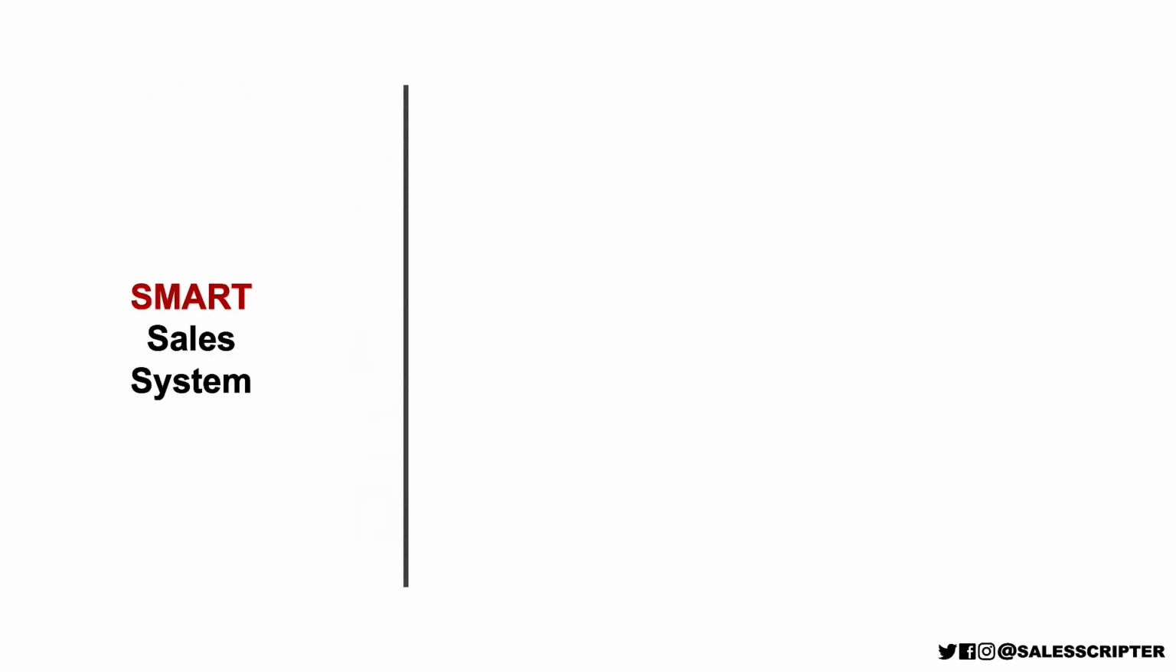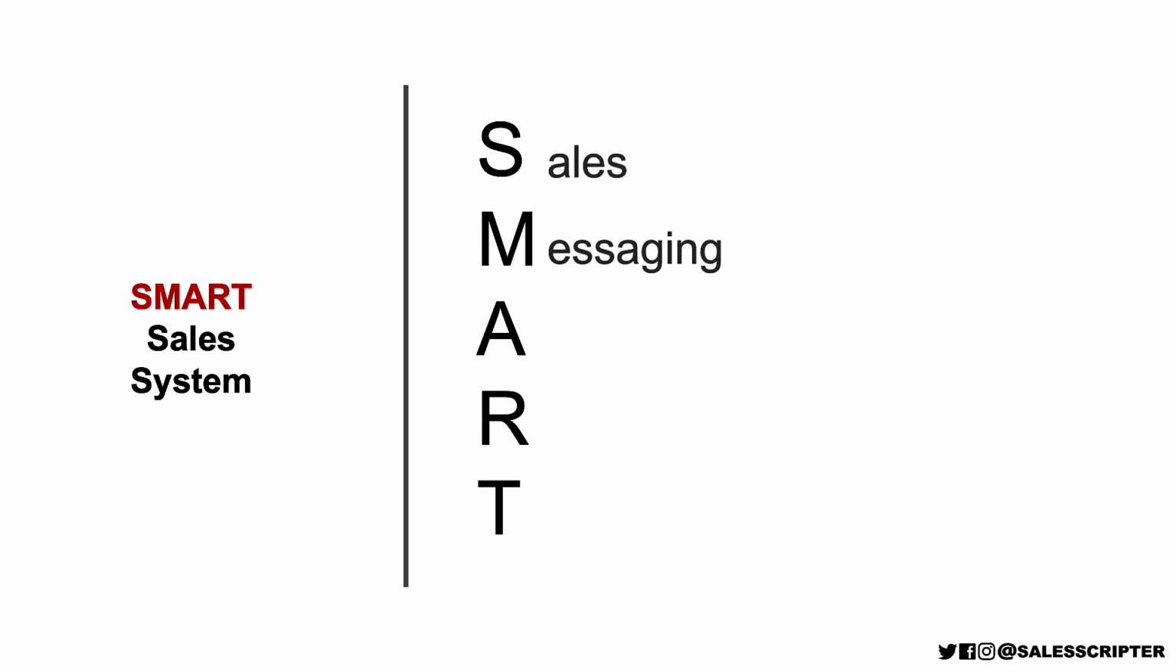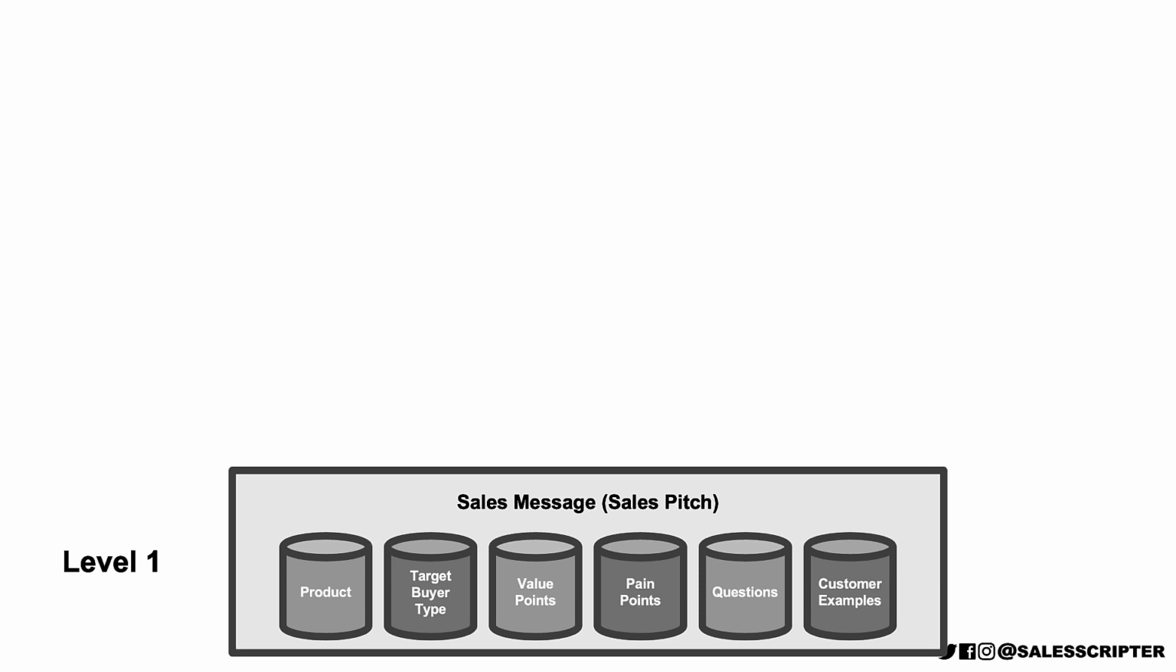If you like what I discussed here, everything I shared with you here today is part of the SMART sales system, which is our overall methodology, and SMART stands for sales messaging and response tactics. We call it the SMART sales system because it's a step-by-step process and methodology that you can actually implement for yourself or for your sales organization. And level 1 of the SMART sales system is to create your sales message, to organize all the key things that you should be communicating to prospects.